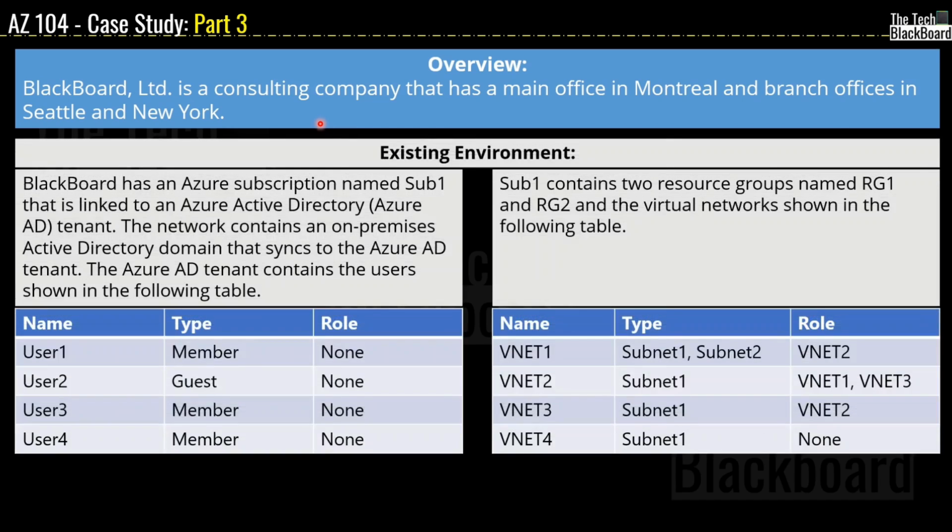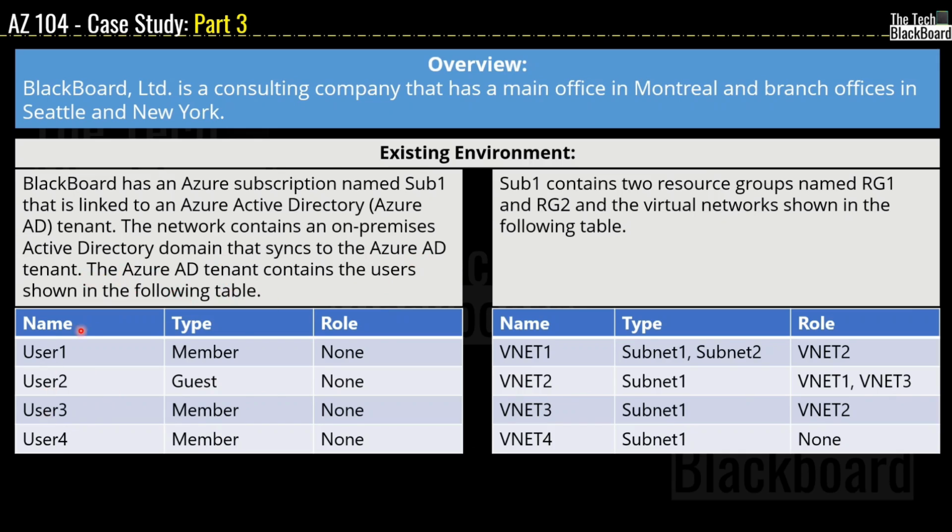Moving on, we have existing environment details. Let's read them out. Blackboard has an Azure subscription named Sub1 that is linked to an Azure Active Directory tenant. The network contains an on-premises Active Directory domain that syncs with the Azure AD tenant. The Azure AD tenant contains the users as shown in the following table.